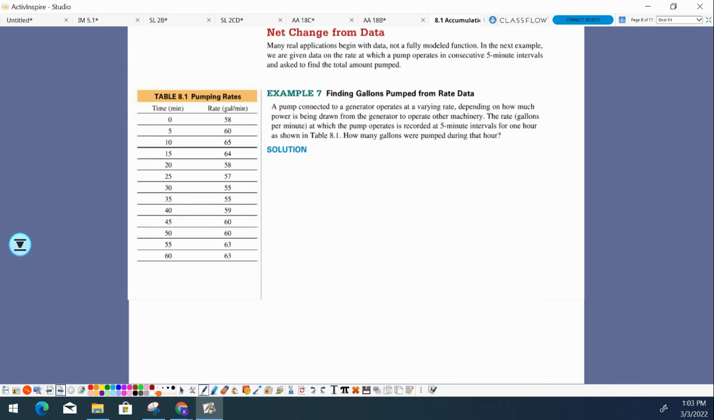All right, so now this is using a table. A pump is connected to a generator. So using this table, it says the rate at which the pump operates is recorded in 5-minute intervals for 1 hour. How many gallons? So the table is a rate. So we're going from a rate to an amount. So we need to integrate.